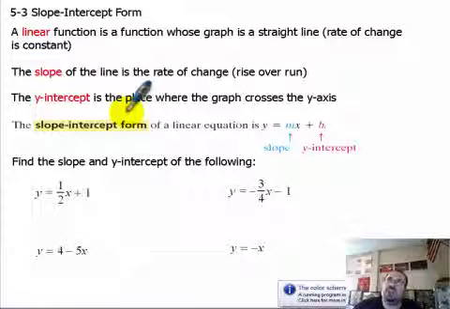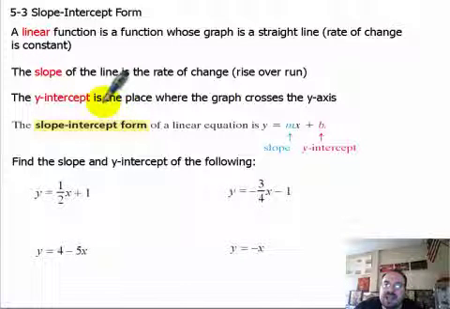Okay, we've already talked about linear equations and linear functions a little bit. Just remember that a linear function is a function whose graph is a straight line. And the slope of the line is the rise over the run. That's the rate of change. And then we have what's called the y-intercept of a line, which is where the graph crosses the y-axis.